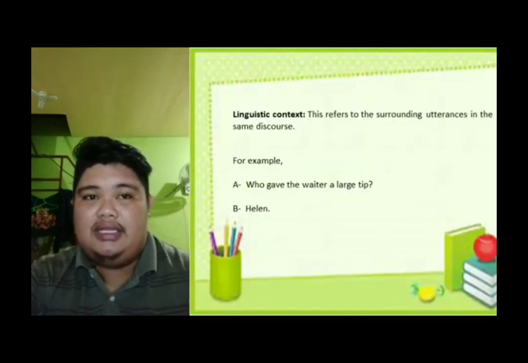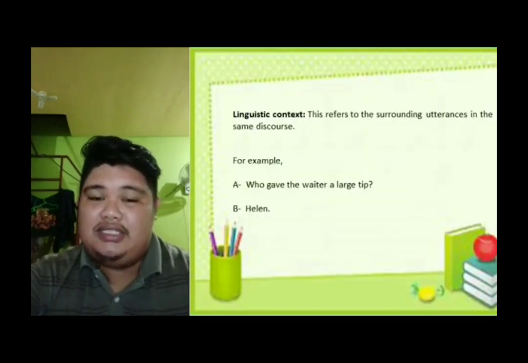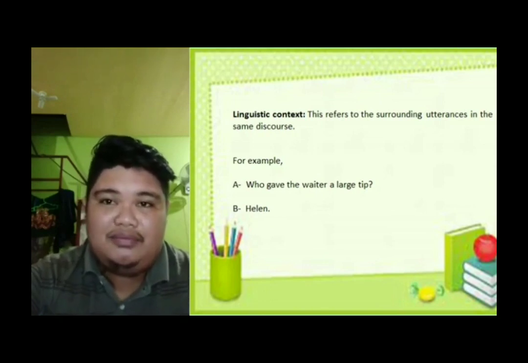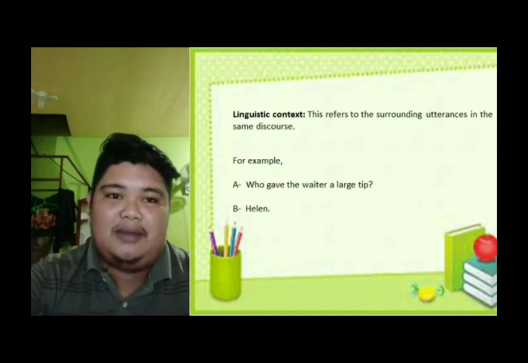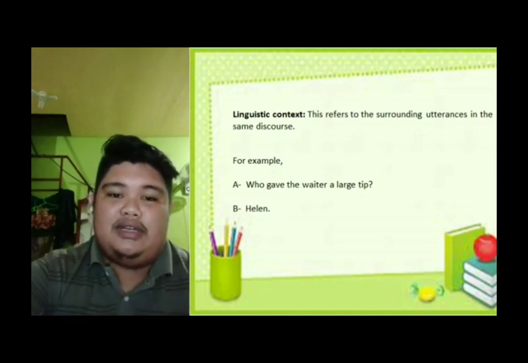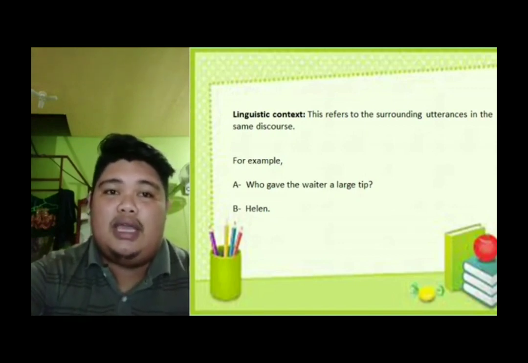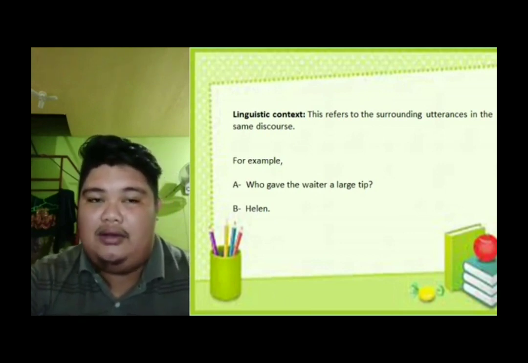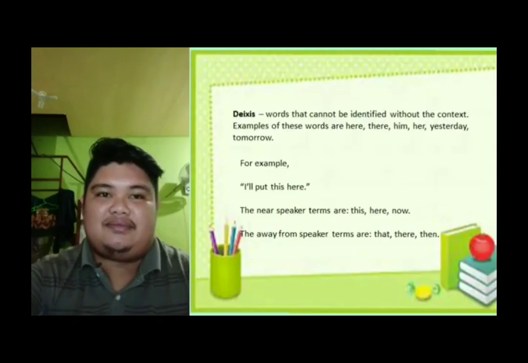So, linguistic context refers to the surrounding utterances in the same discourse. So, for example, A: Who gave the waiter a large tip? B: The answer is Helen. So, let us now proceed to deixis.